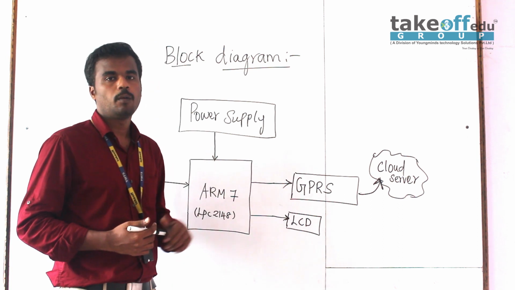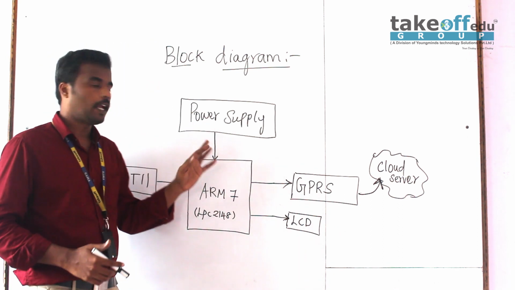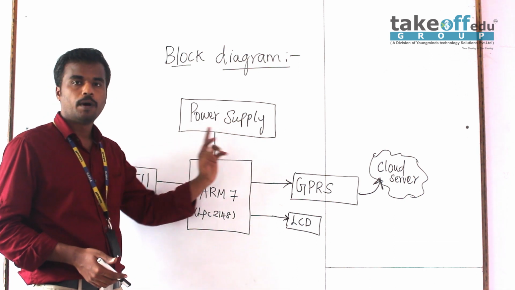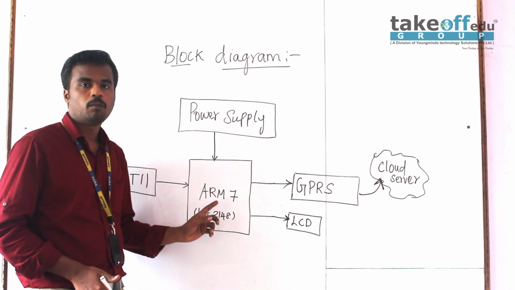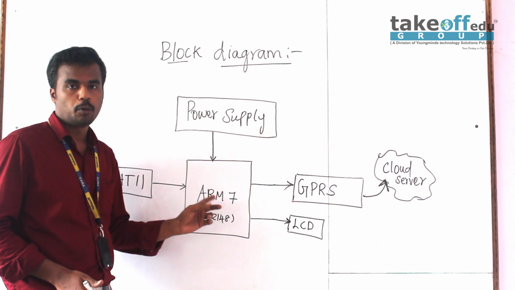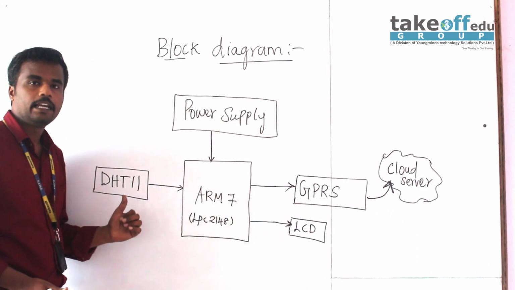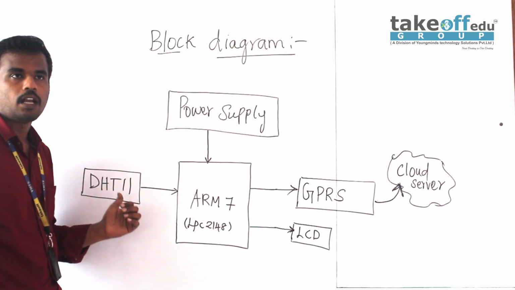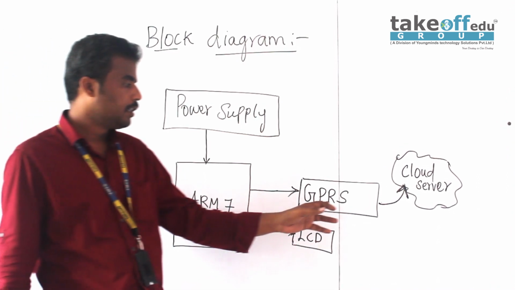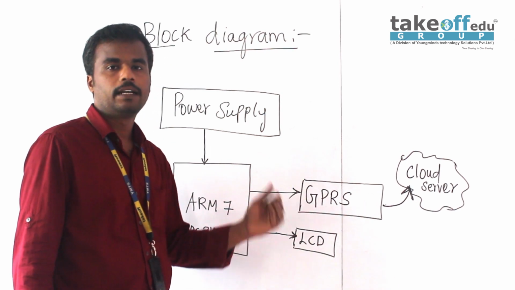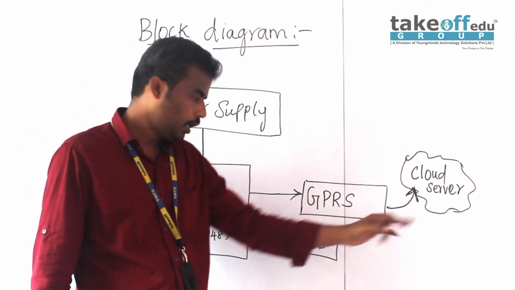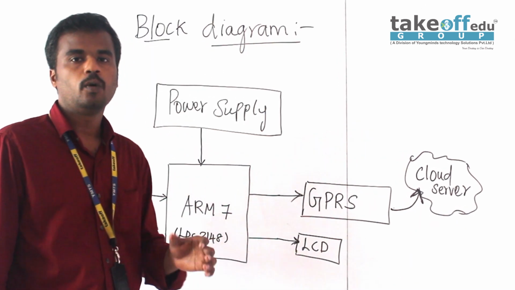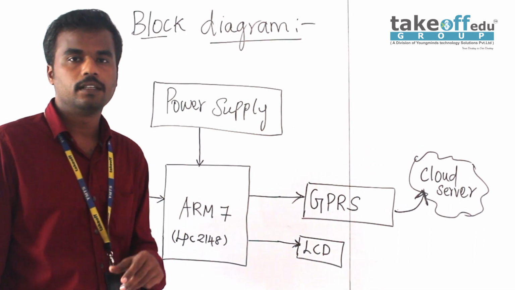Let us move on to the block diagram. In this block diagram we are using a power supply to power up the circuits, an ARM controller which we are going to write programs for, a DHT11 sensor for getting the values of temperature and humidity, a GPRS module for uploading the data into the cloud server, and then an LCD to monitor what is happening in the controller.